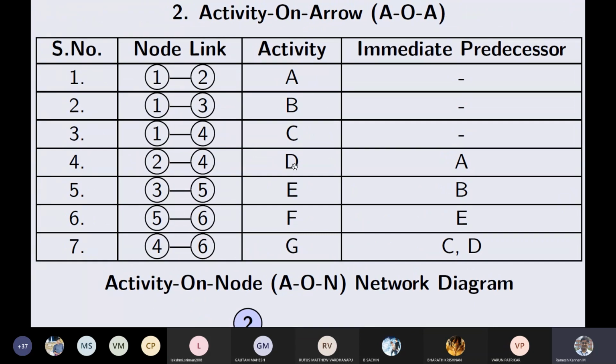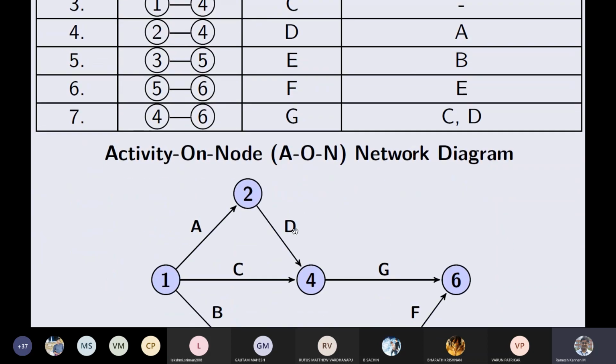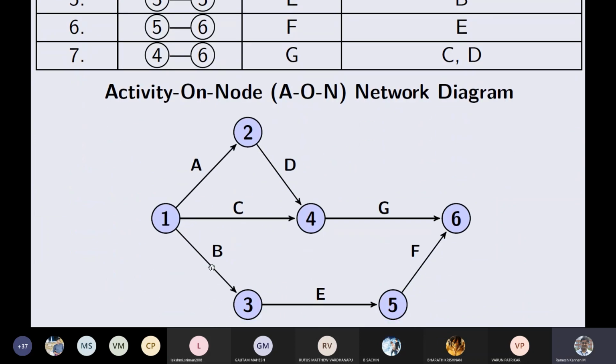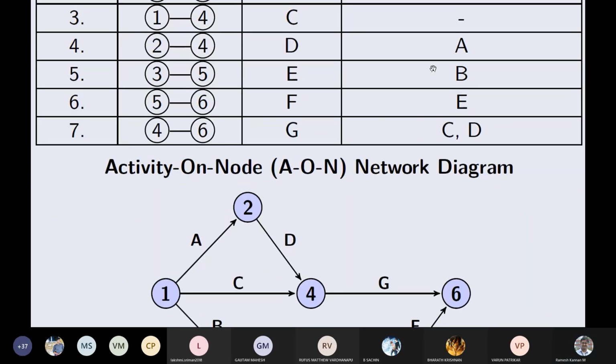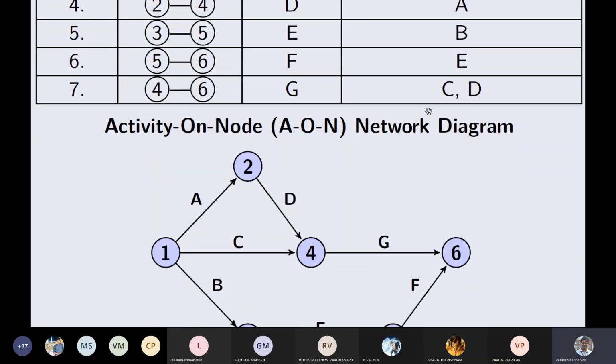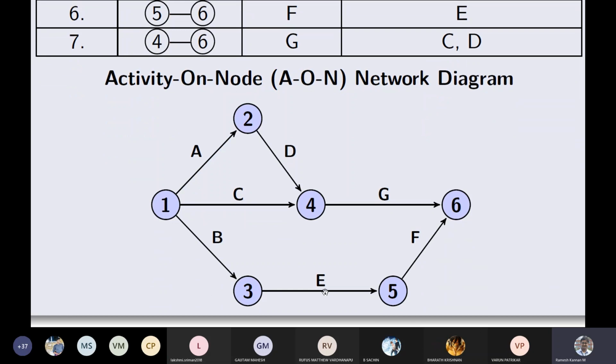And then activity D has an immediate predecessor of A, which means that activity D starts after activity A. And activity E starts after activity B, and activity F starts after activity E. Then activity G depends on C and D. G depends on C as well as D. And then finally, we will be converging into a holistic network.